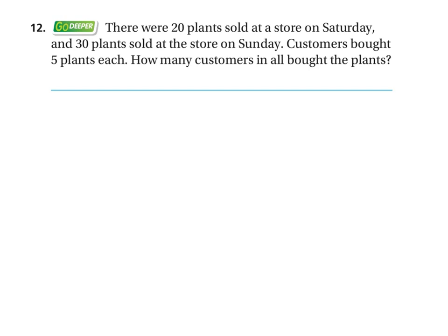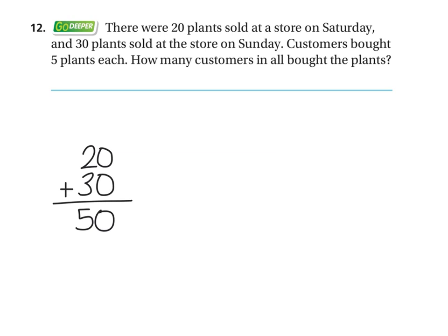The first step to solving this problem is to figure out how many plants were sold on Saturday and Sunday combined. So we want to add 20 plants that were sold on Saturday to 30 plants that were sold on Sunday to get 50 total plants. So to figure out how many customers bought those 50 plants, we're going to make an array, since that is the strategy we are practicing today.